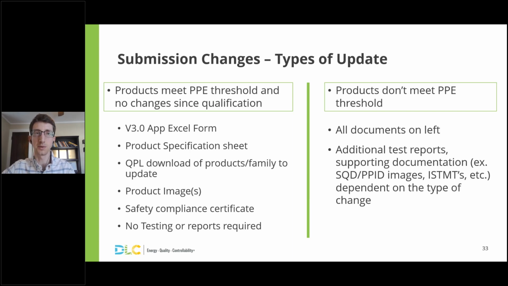If you have a version 2.1 product that does not meet the PPE threshold, it likely means that the product will need to be updated to increase your efficacy. And when that product is updated, you would need to submit an update application that would include all the files or documentation on the left and any additional test reports. For example, your SQD PPID images, thermal tests, depending on the type of change that the products underwent to now meet the PPE threshold. So those are the main submission changes for version 3.0.